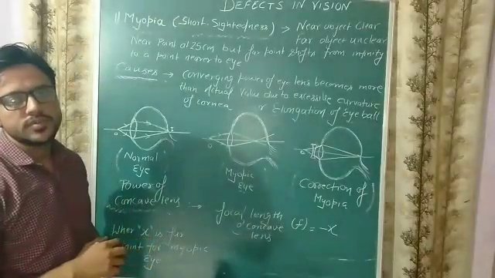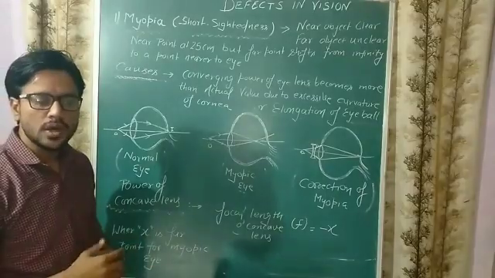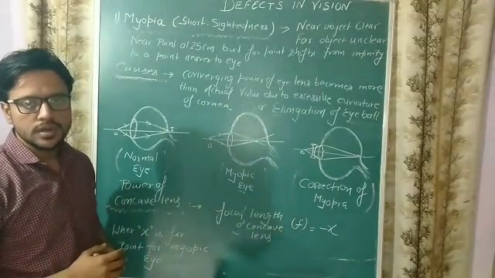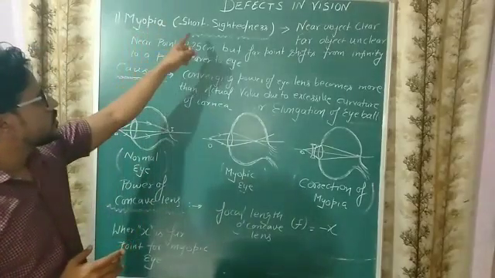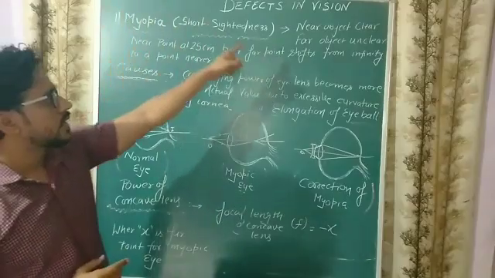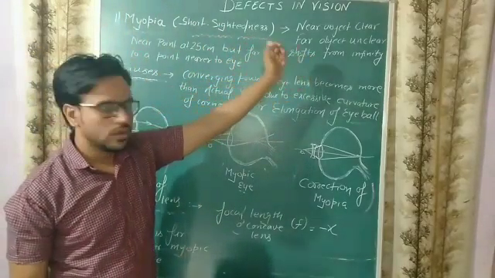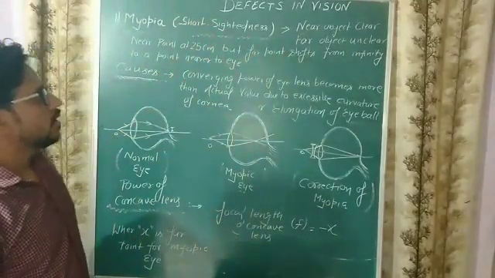Hello students, today we will discuss defects in vision. There are two main defects in vision, myopia and hypermetropia. Myopia is also known as short-sightedness. In this defect, objects which are near to the eye are clear and the objects which are far from the eye are unclear.